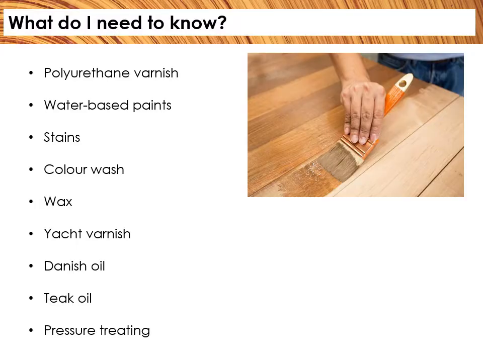So we've got polyurethane varnish, water-based paints, I mean, it's paint, stains, colour washes, wax, you've used wax in the department before. Yacht varnish is maybe something that you haven't come across. Danish oil is in the department. Teak oil is maybe something you haven't used. And pressure treating, the one that I said might be something that you need to look into in a bit more detail. So here we go.